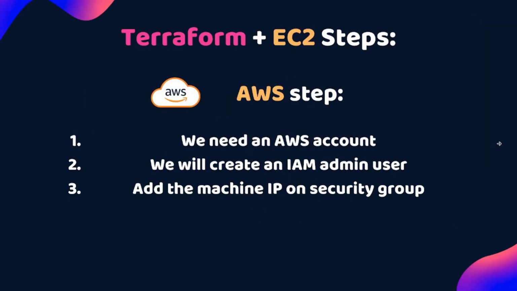The next step will be inside AWS. So you need an AWS account. If you don't have one, please create one. It's free. You get $500 to test their services. The next step will be to create an IAM admin user. We need to create resources and destroy resources too with Terraform, and that will allow us to have enough permissions to do that. We'll also add the machine IP inside the security group that we'll be using. So let's go ahead and do that.